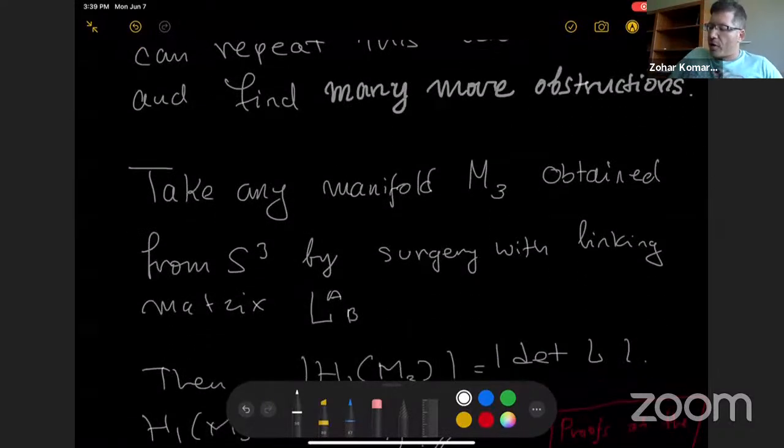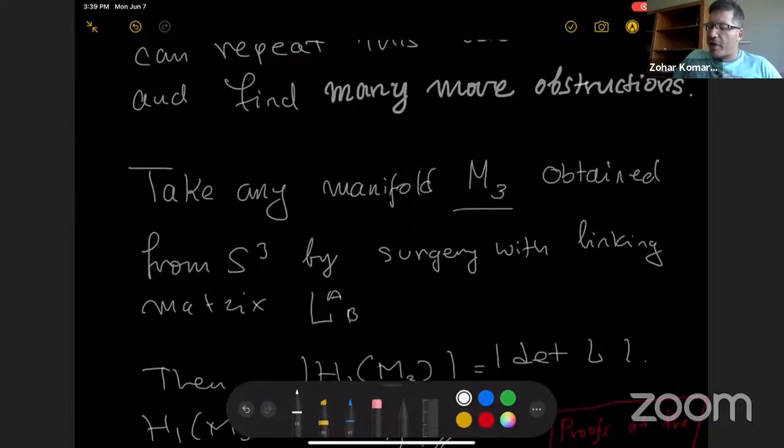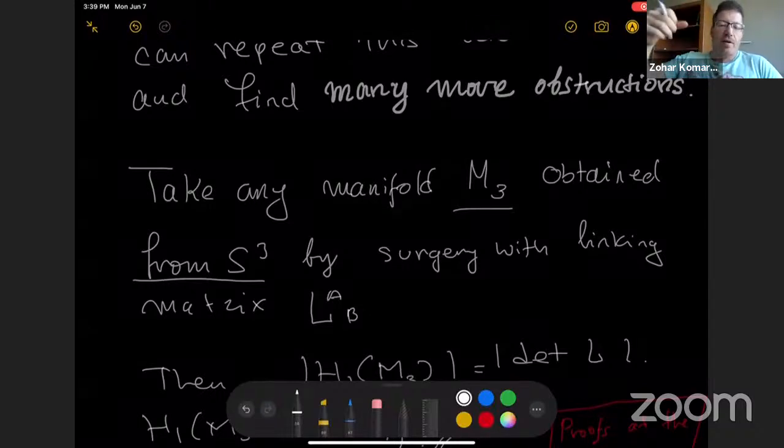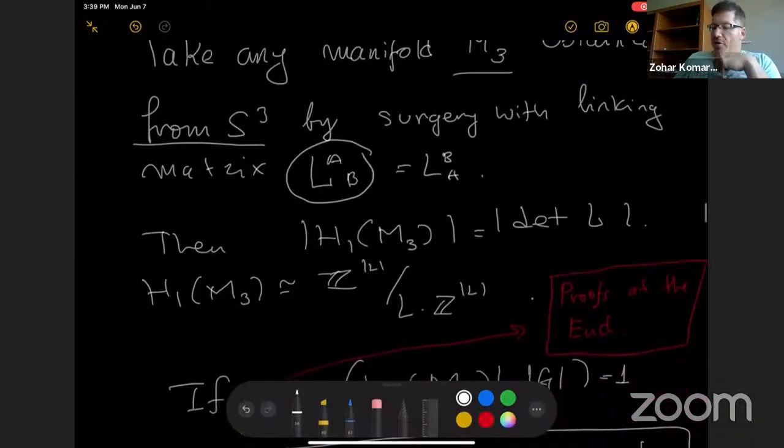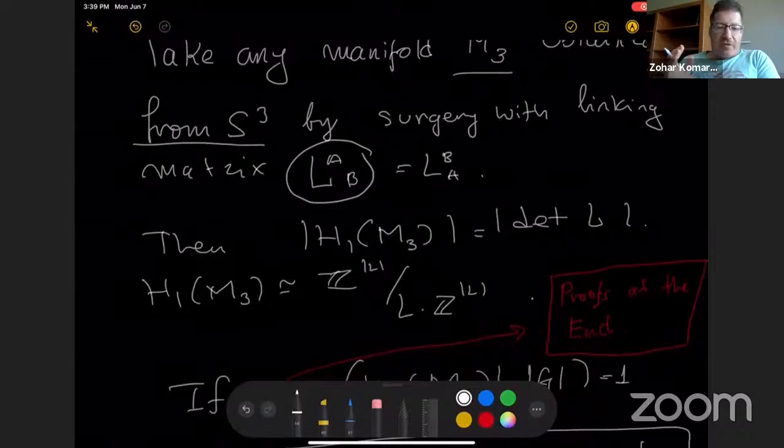So I'm going to discuss manifolds M3, which are obtained from the three-sphere by just surgery. We remove some link, we put something back, and we have a linking matrix. So it's all specified by one symmetric matrix. Okay. So this defines a space with a certain homology, and the dimension of the homology group is the same as the determinant of this matrix. This is the dimension of H1.